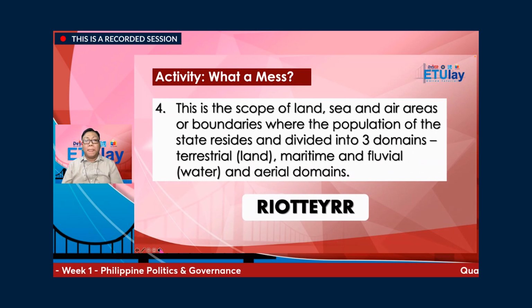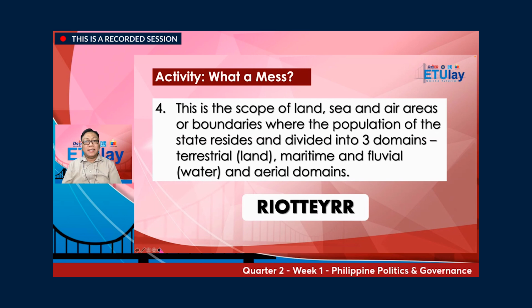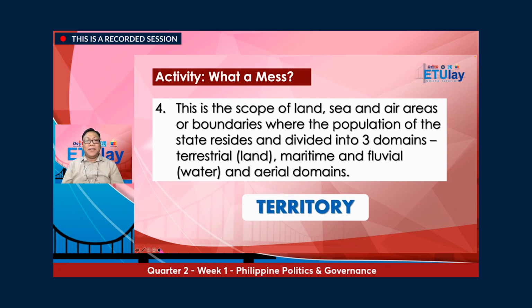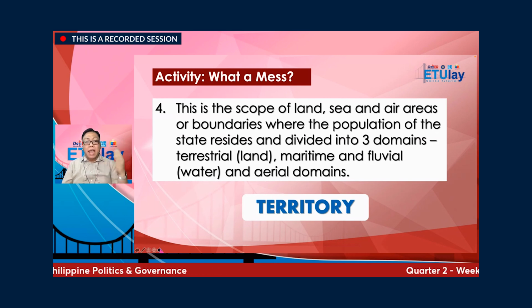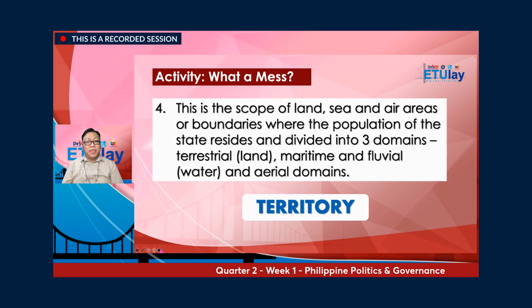Number 4, this is the scope of land, sea, and air areas or boundaries where the population of the state resides and divided into 3 domains: the terrestrial or land, maritime and fluvial or water, and aerial domains. What do you call this? Right, it's territory. Territory can be in 3 domains: land, air, and sea. And even the seabed is still under the territory of a state. And this is one of the elements of the state, right?